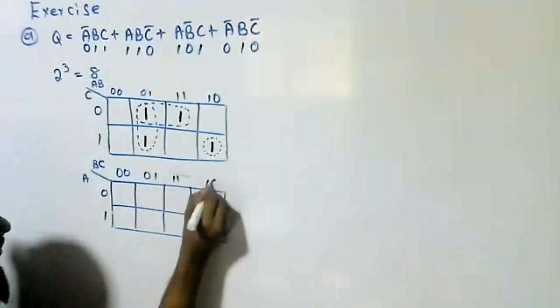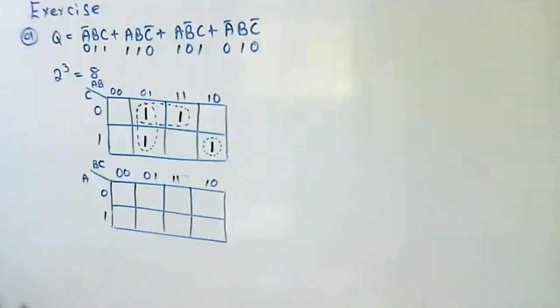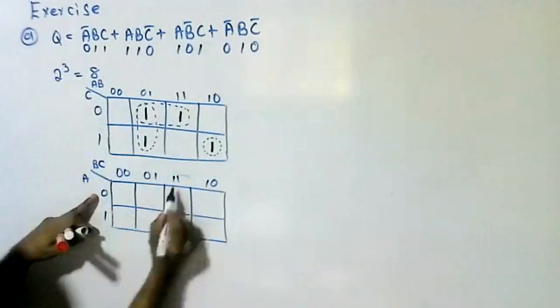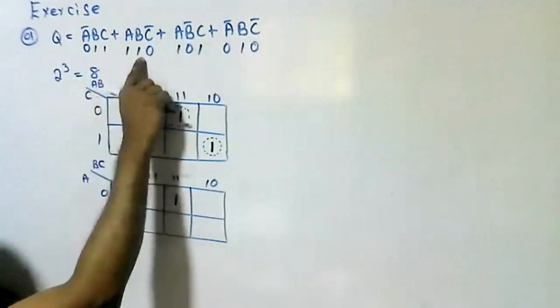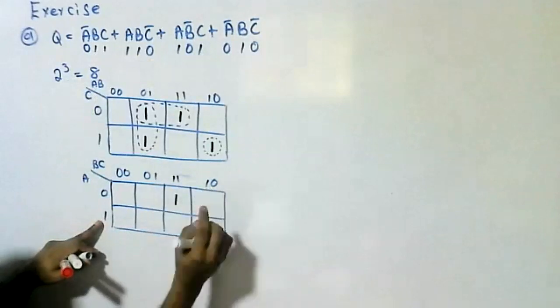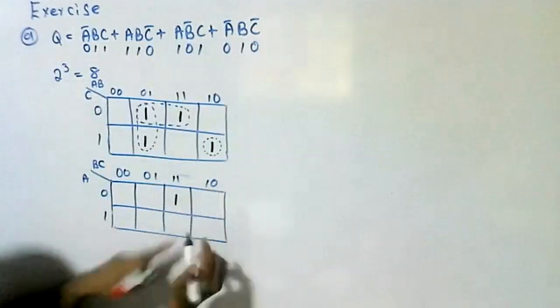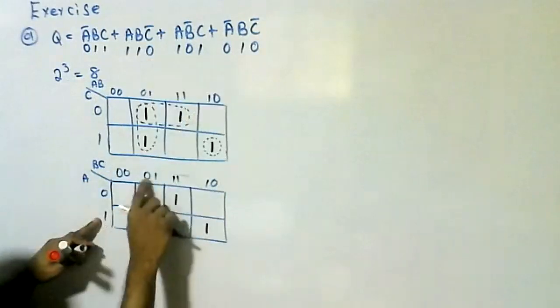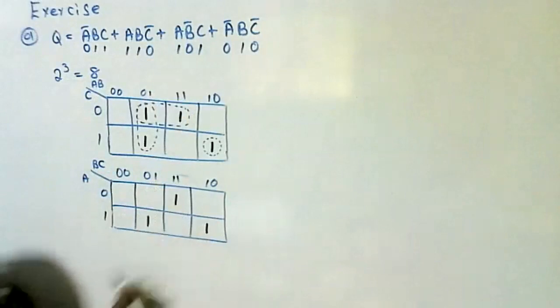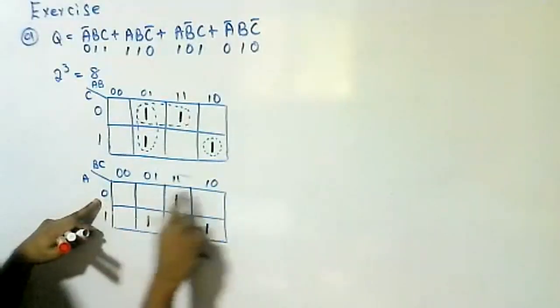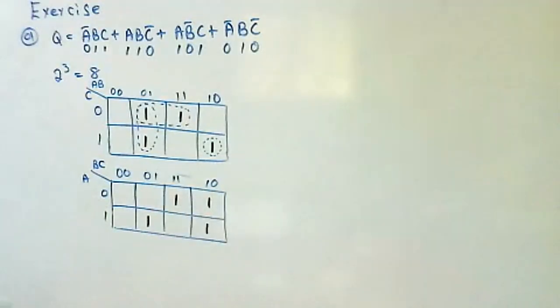Sorry, 1, 1, 1, 0. Then we have to mark the ones according to this. So 0, 1, 1 means here 1. 1, 1, 0 comes here. 1, 0, 1 comes here. And 0, 1, 0 comes here. Like this, Shafia? Yes, sir.